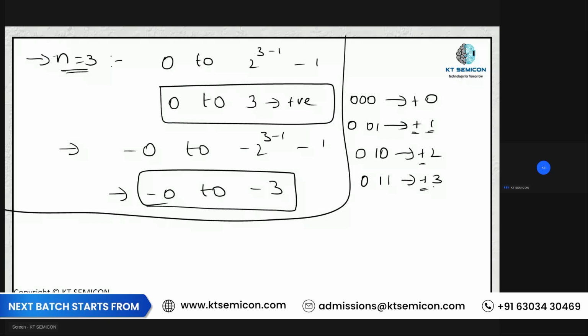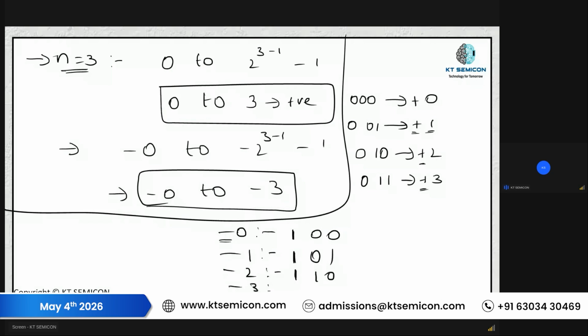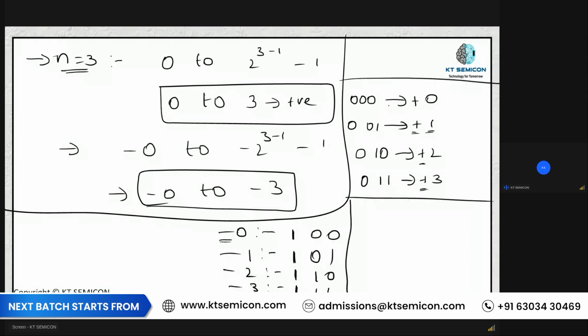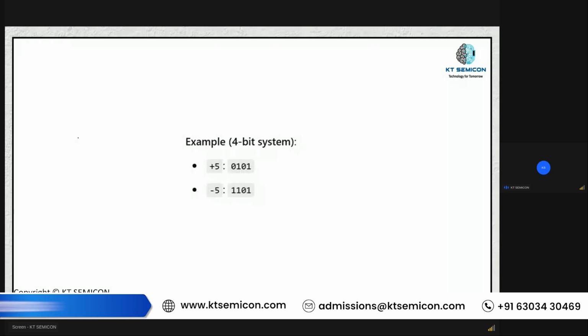Now for negative numbers, that is nothing but minus 0. How to represent this minus 0? Minus symbol is nothing but 1, followed by magnitude, that is 0 0. And minus 1 is nothing but 1 followed by 0 1. And minus 2 is nothing but 1 followed by 1 0. And minus 3 is nothing but 1 followed by 1 1. So this is how I can represent my positive numbers and negative numbers in the sign magnitude form of representation if n is equal to 3. So these are the examples which we have now.